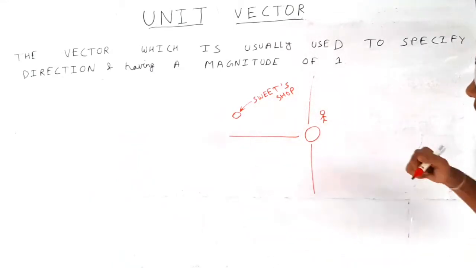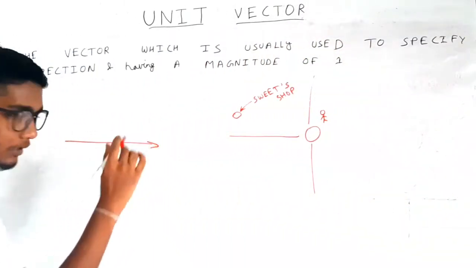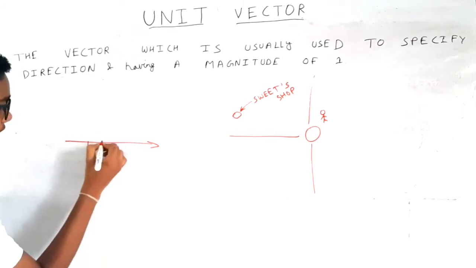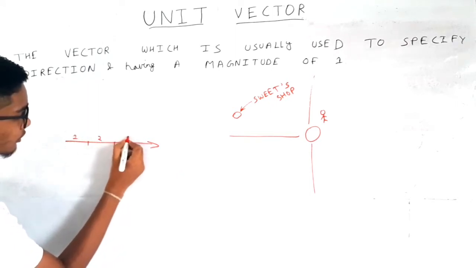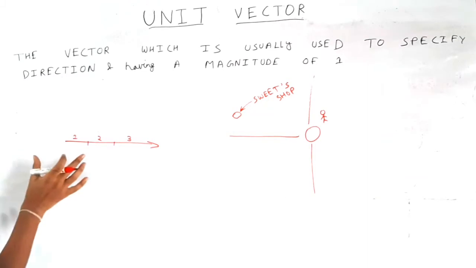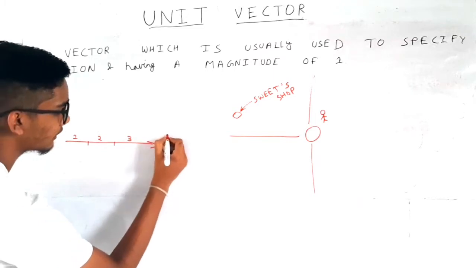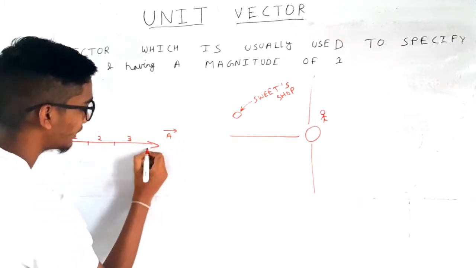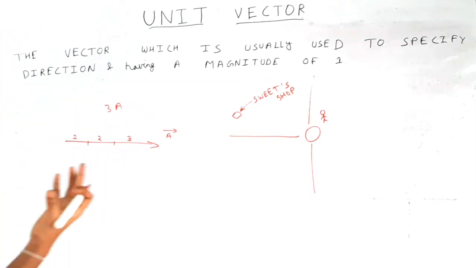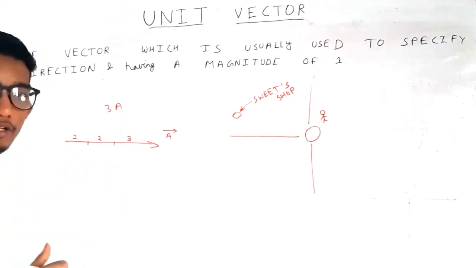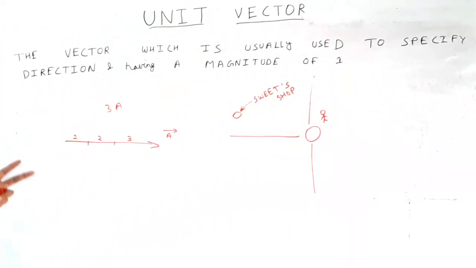Let's take another example: a vector going in this direction. It has a magnitude of 3: 1, 2, 3. Let's say this is vector A having a magnitude of 3. So what is the unit vector in this condition? Having a magnitude of 1 means what is the direction of this vector?